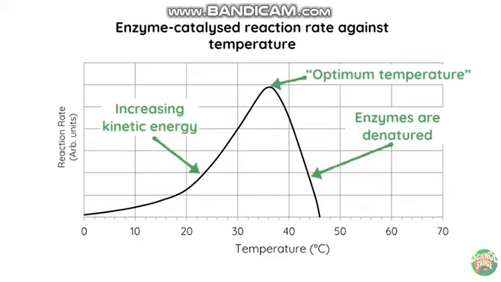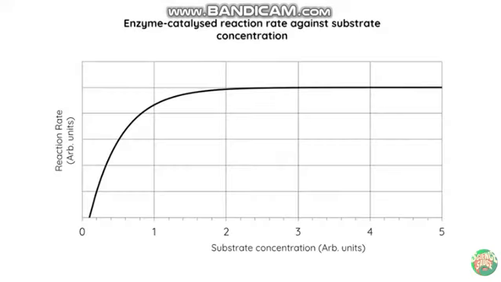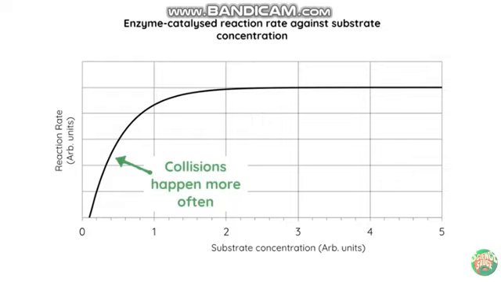Another way to change the rate of an enzyme catalyzed reaction is by increasing the substrate concentration. Obviously, if we put more substrate in there, we are going to have more collisions between substrates and active sites, and therefore an increasing rate of reaction. However, eventually this will plateau, because if we keep adding substrate, all of the active sites become occupied, and therefore adding more substrate is not going to improve the rate of reaction.